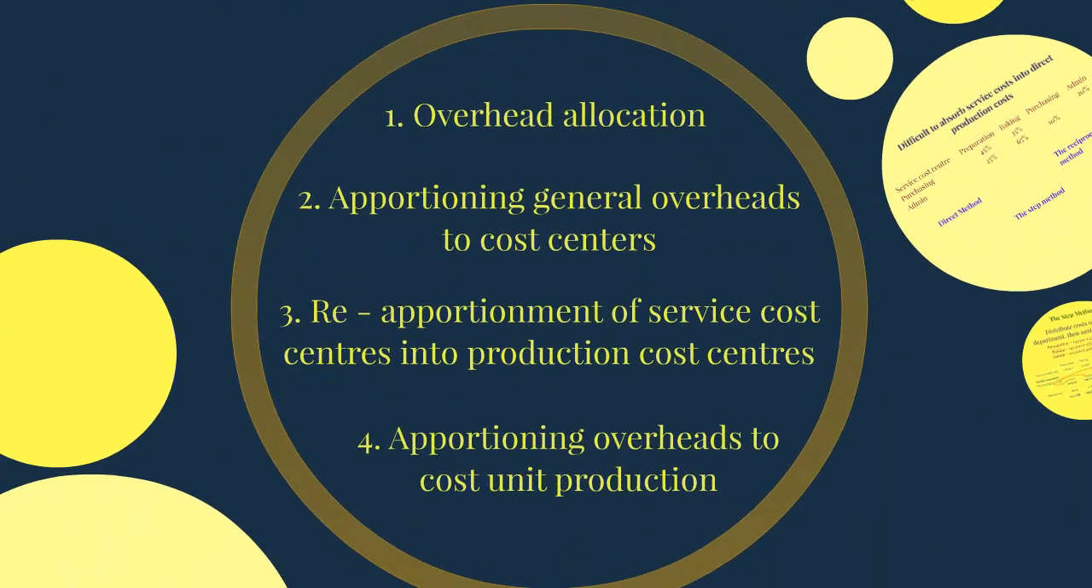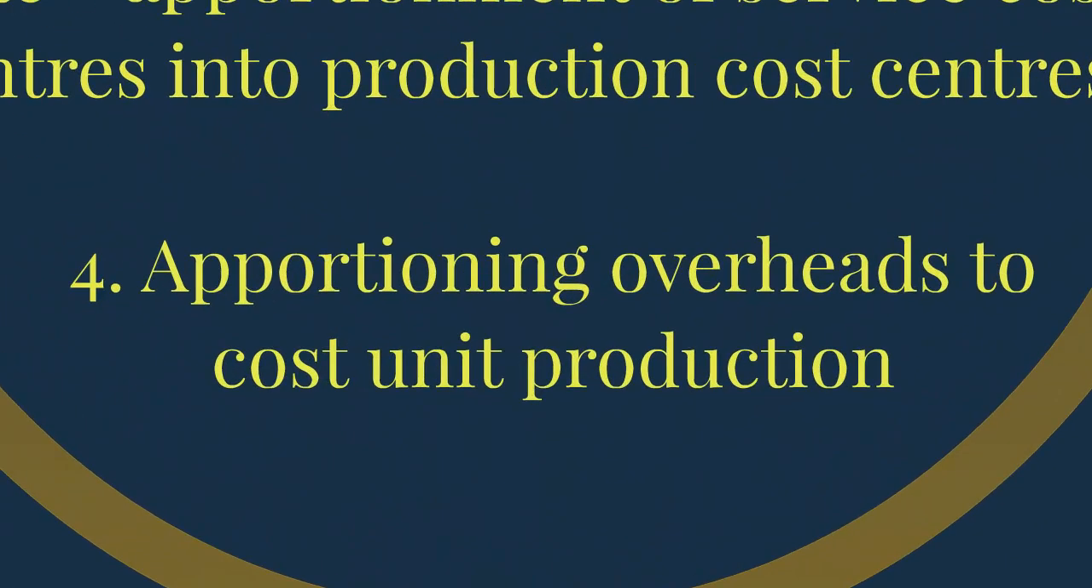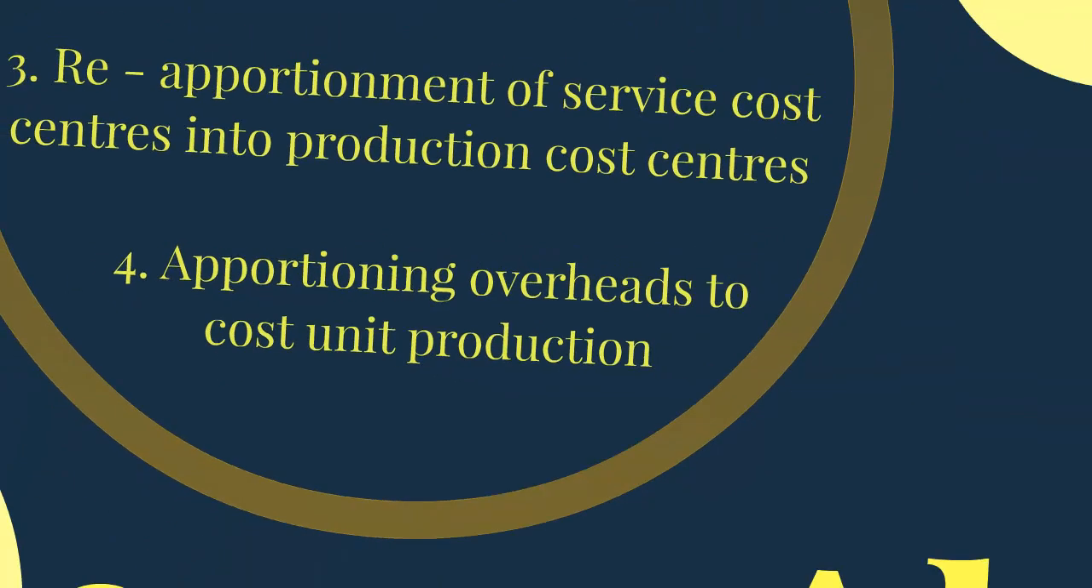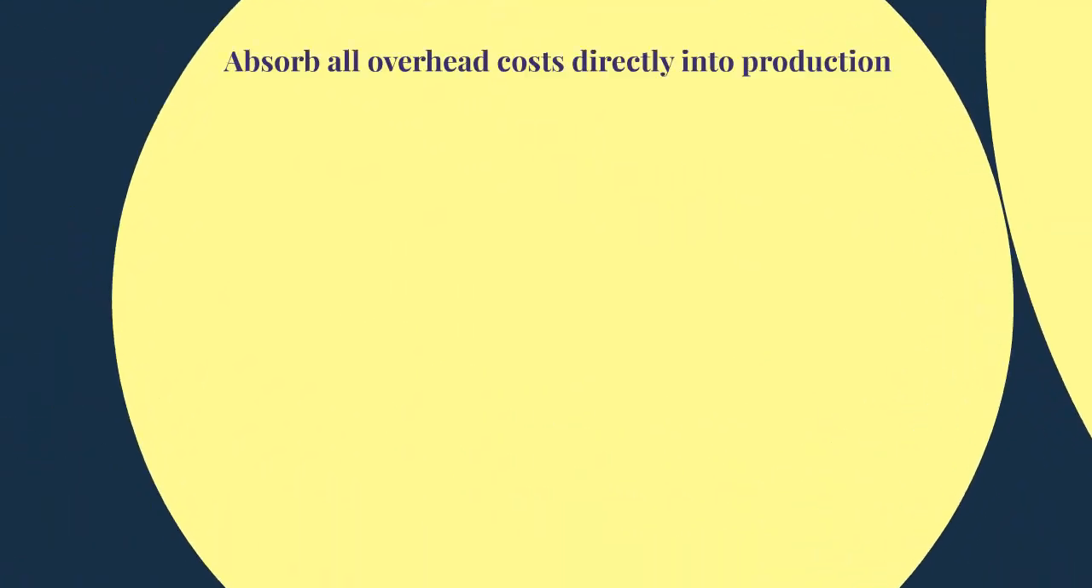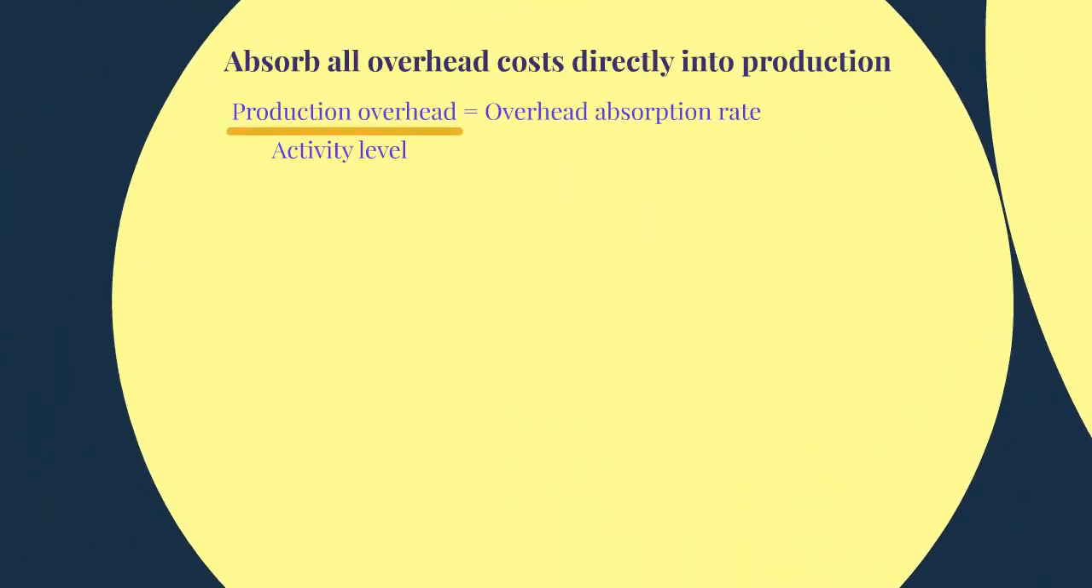Now the final stage is to apportion those overheads to the cost unit of production, so the individual products. And we do this by taking that new production overhead level and dividing it by the activity level. Now we need to choose an appropriate activity to use for each particular service center.